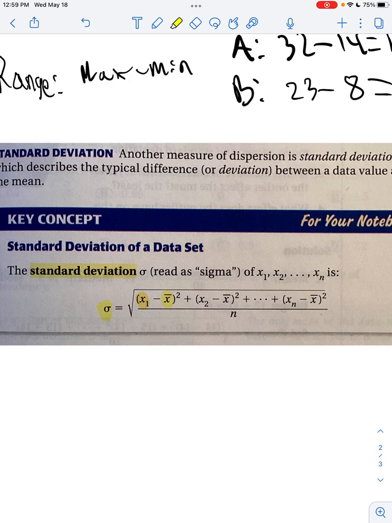So basically, we're going to find the difference of all of our data points from the mean, square them, add them up, and then we're going to divide by our number of data points. And then at the end, we're going to take the square root of all of it.